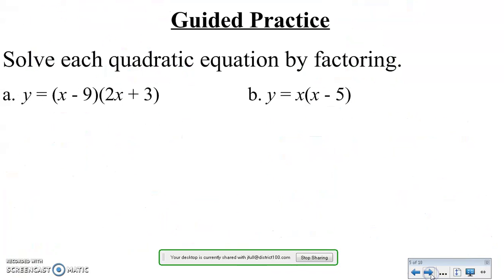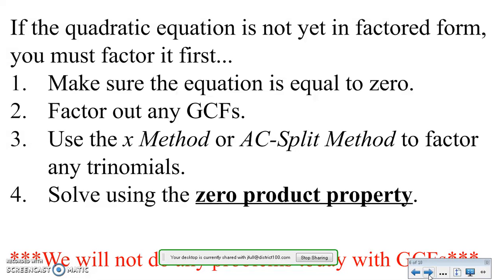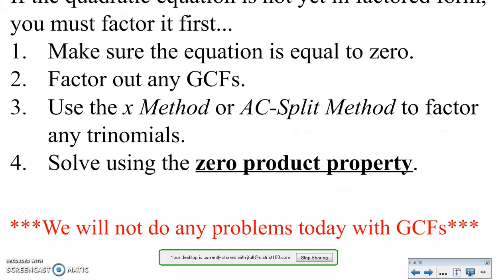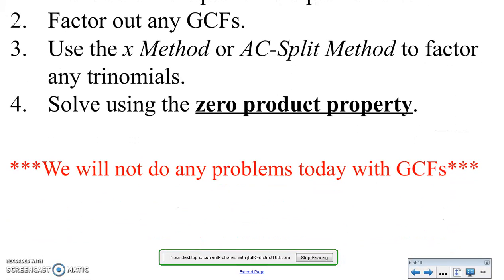Now, sometimes these aren't given to us in factored form. So there are some steps that you need to do before you can actually use the zero product property. The first step is to make sure the equation is equal to 0. The most common mistake that students make is they forget this first step. Second step is to factor out any GCFs, which we're not going to have to do today. And then you're either going to use x or AC split to factor and then solve using the zero product property. Like I said, we're not going to do any GCFs in this lesson. We'll do those in another video.